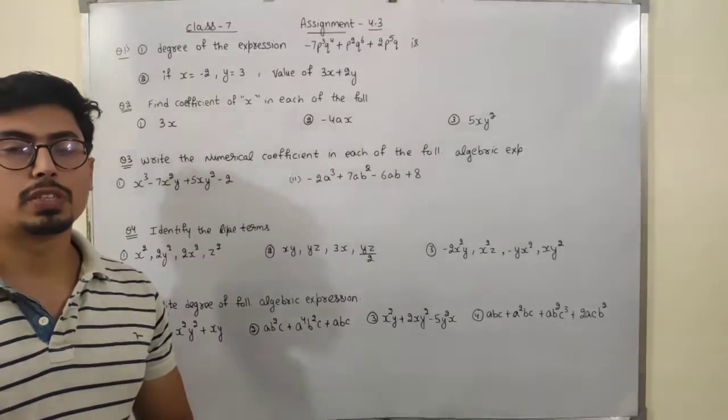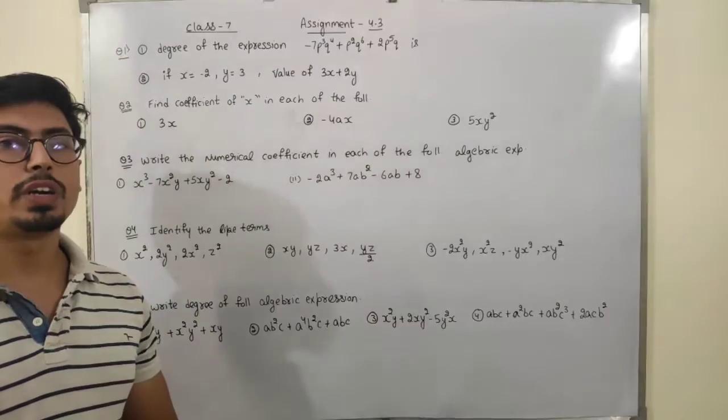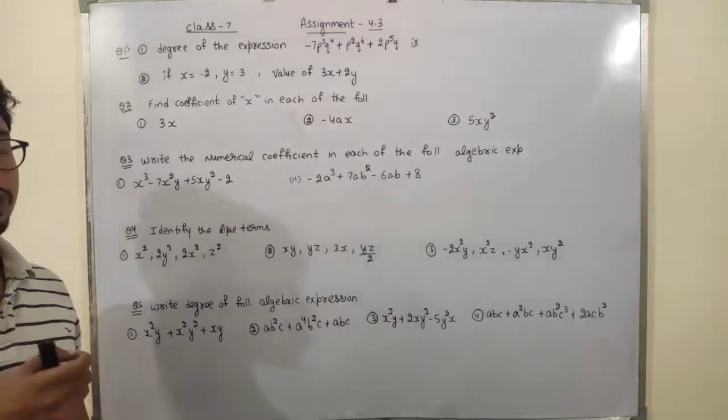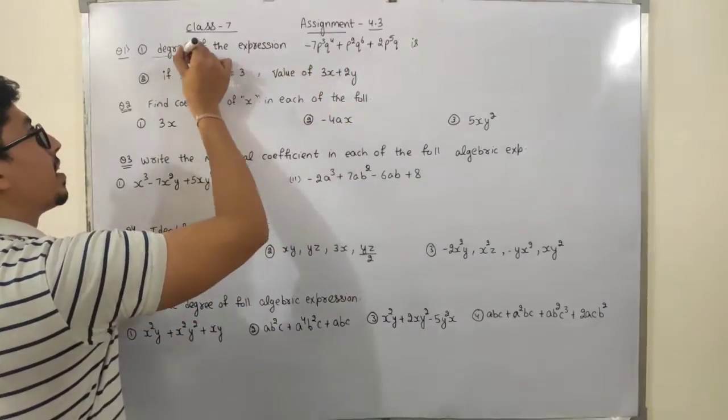Very good morning, students. In this assignment, that is 4.3, we're going to discuss some of the questions. See, 4.3, first question, first part. Find the degree of this algebraic expression. I have to find the degree.